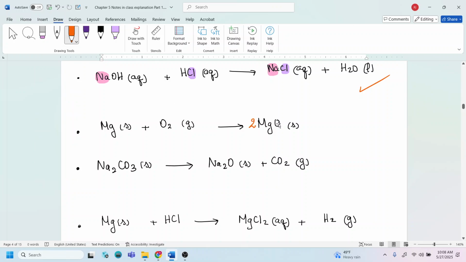This made my oxygen have 2 atoms, right? But the magnesium there is also 2, and now it's not balanced in the reactants. So I need to balance it. And here you go, this is 2.